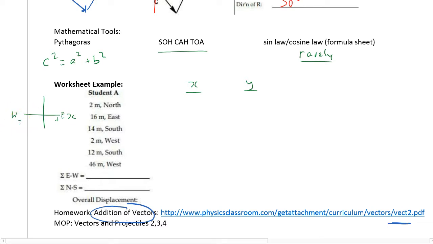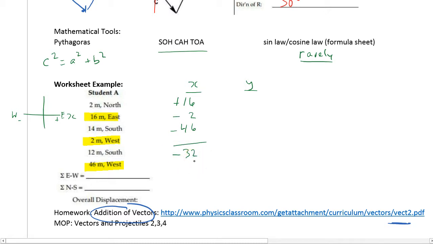So wherever I see an east or a west, it would be those three, right? Then I would put them in, and if they are east, they'd be positive, so plus 16. And if they're west, they're negative, so minus 2, and then minus 46, it's quite the ways. So I can add up all the x's first. So those add up to, I think, minus 32.